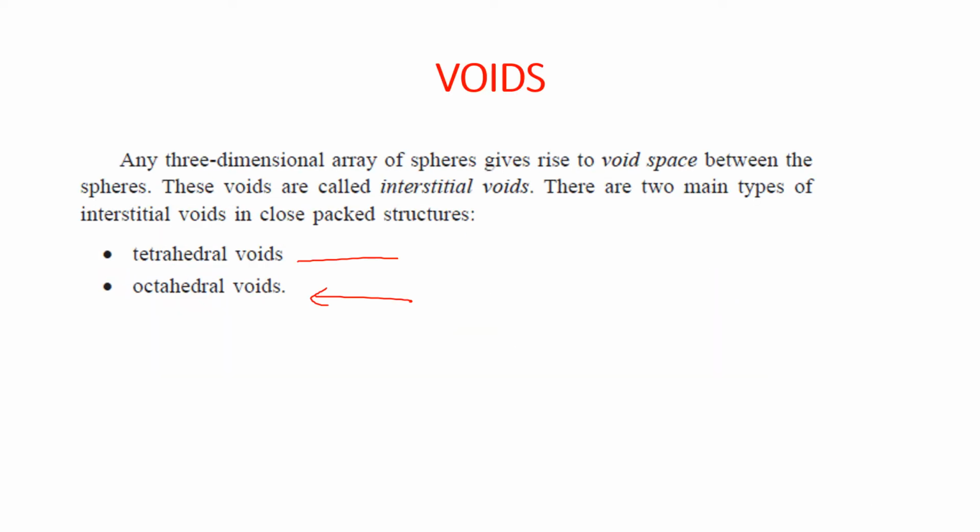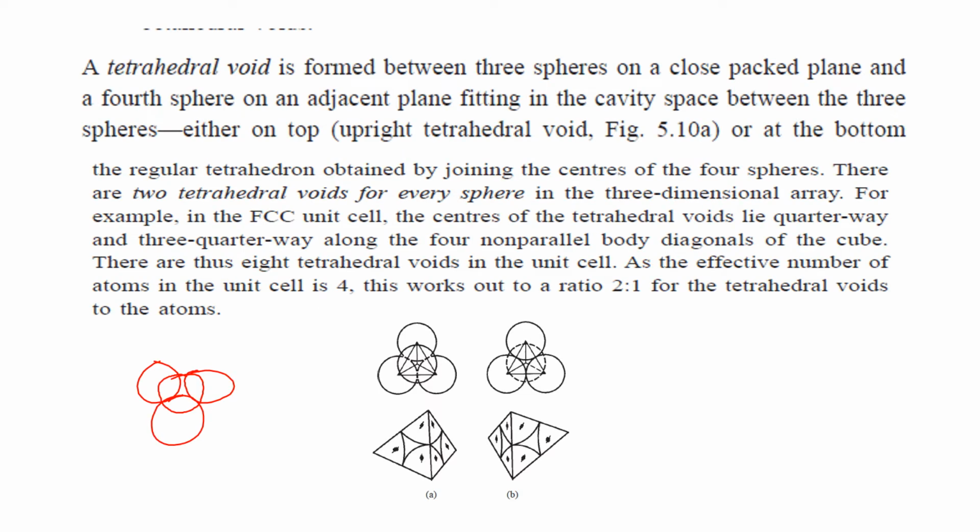Our next topic is voids. Any three-dimensional array of spheres gives rise to void space or vacant space between them. These vacant spaces between the array of atoms or spheres are actually called the interstitial voids. There are mainly 2 types of interstitial voids. One is tetrahedral void and the other one is octahedral void. A tetrahedral void is formed between 3 spheres on a close packed plane and a 4th sphere on an adjacent plane fitting in the cavity space between the 3 spheres.